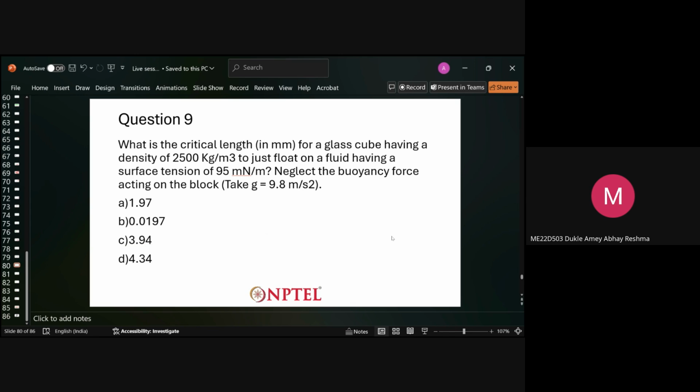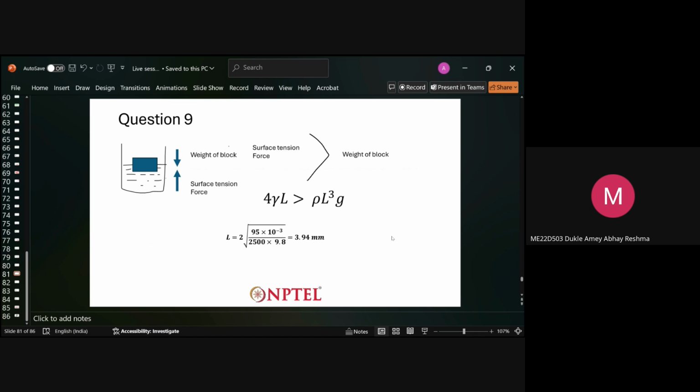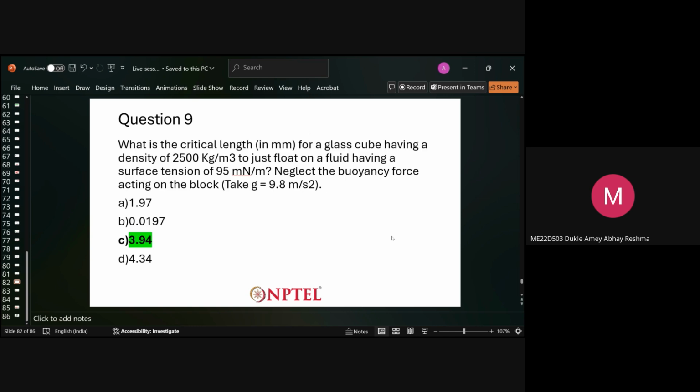Again, this is the same question as what we did earlier. We have a glass cube with a density of 2500 kilogram per meter cube, and we have to find the critical length here. But the surface tension of the fluid is changing, and we have to measure the point. So the same thing: the surface tension force has to be greater than the weight of the block. Use the formula for surface tension force, use the formula for weight of the block, substitute everything, and you come up with the answer. So the answer is 3.94 millimeters.